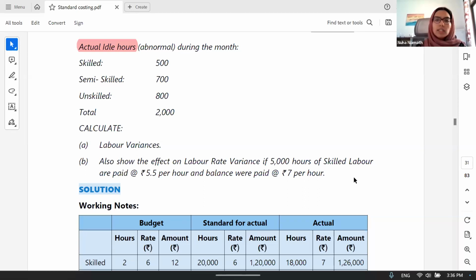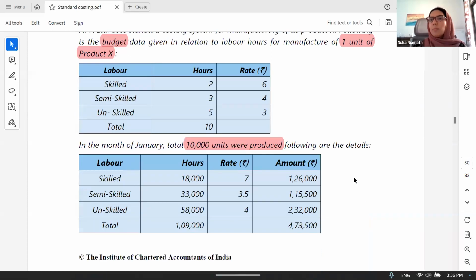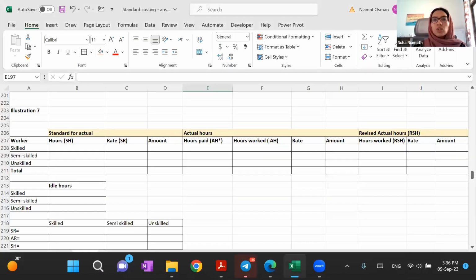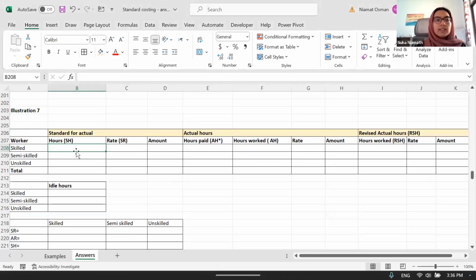So I don't think there is anything new in this question, but it's a good practice for us to close this concept of labor cost variance. So let's begin. We will begin always with filling up our details. So what is our standard hours?